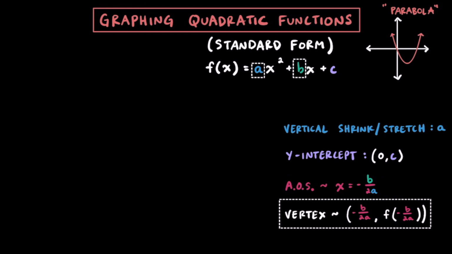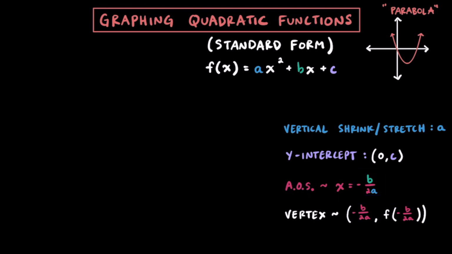That brings us to the vertex. Once you find the A.O.S, or the axis of symmetry, the value of the negative b over 2a also ends up being the x-coordinate for the vertex, and if you plug that x value into the quadratic function, you'll get the corresponding y value for the vertex. Well, that's the general gist of it. I hope it's going to make more sense once we try a couple examples together.